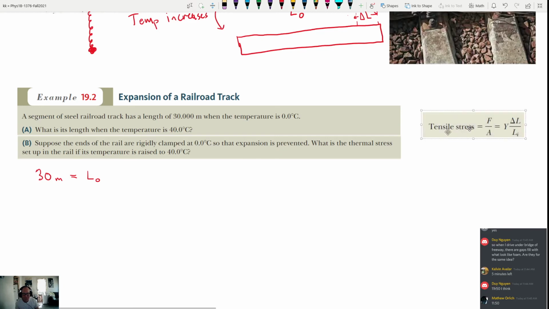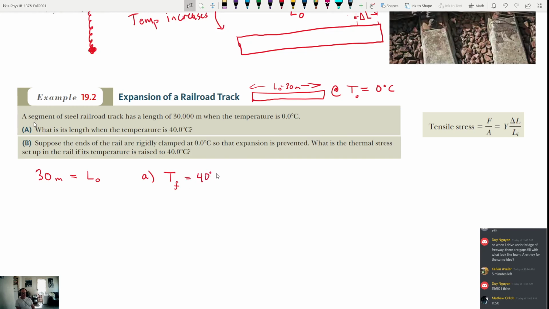So for part A, what is the length if the temperature is 40 degrees Celsius? What we know is that the initial length is 30 meters. We've got our object. It starts off with an initial length of 30 meters, and that's at a temperature, we'll call it the initial temperature, of 0 degrees Celsius. What we want to figure out in part A is what is this length when the temperature, we'll call it the final temperature, is equal to 40 degrees Celsius. Our question is, what is the length?